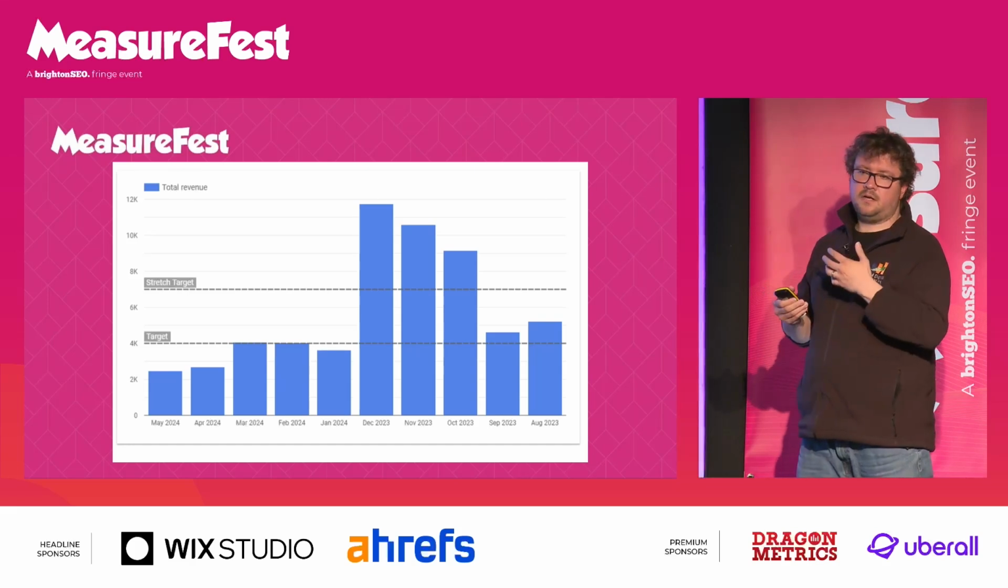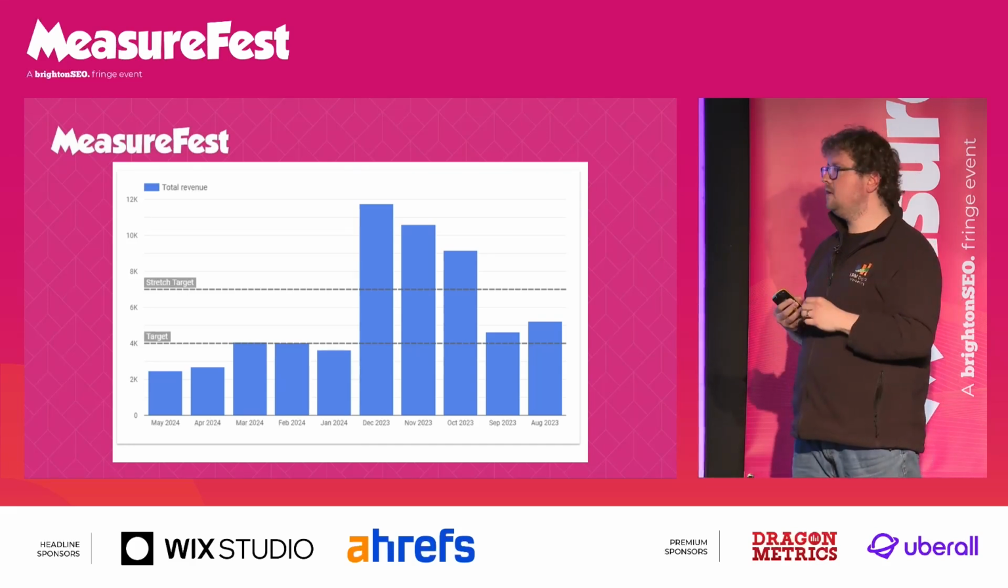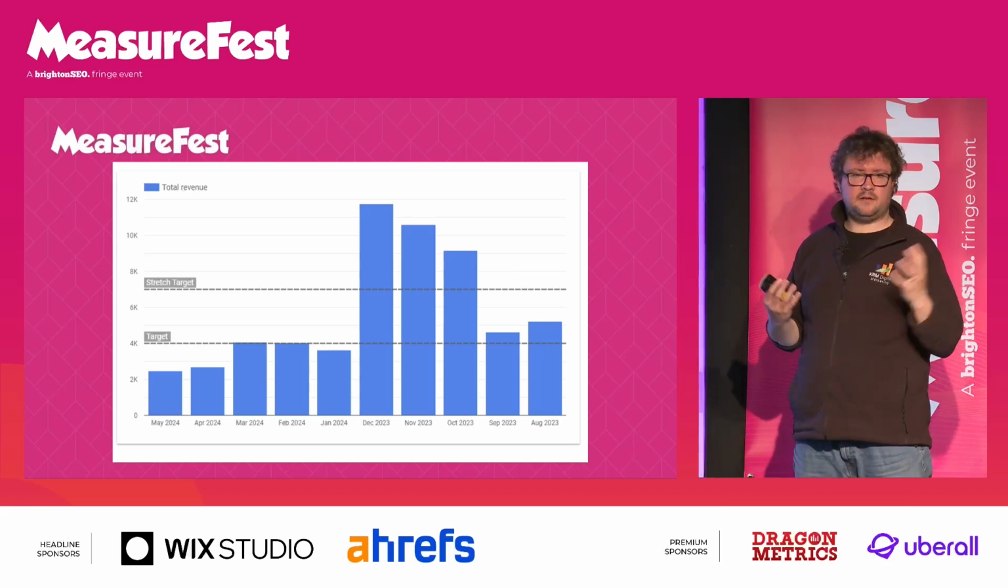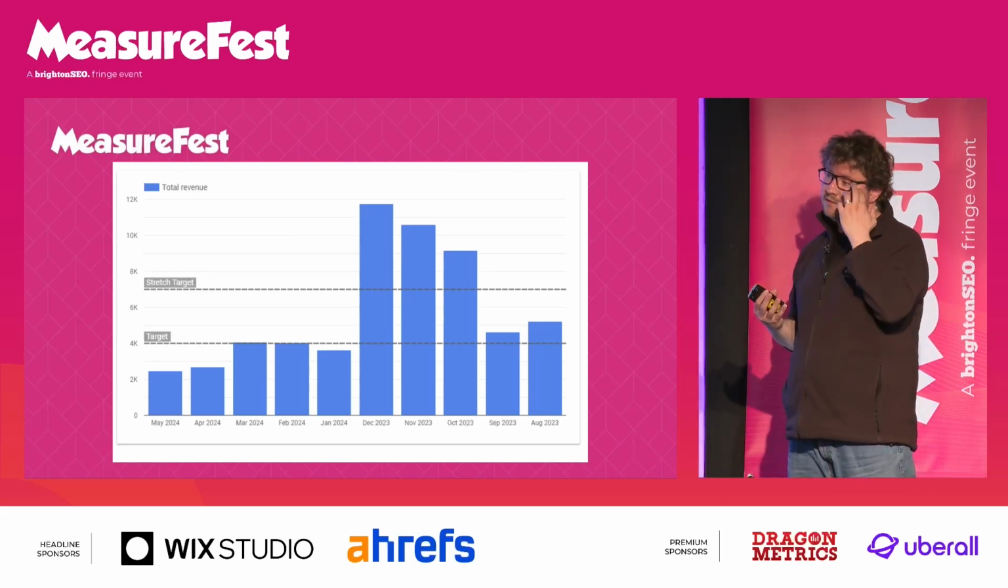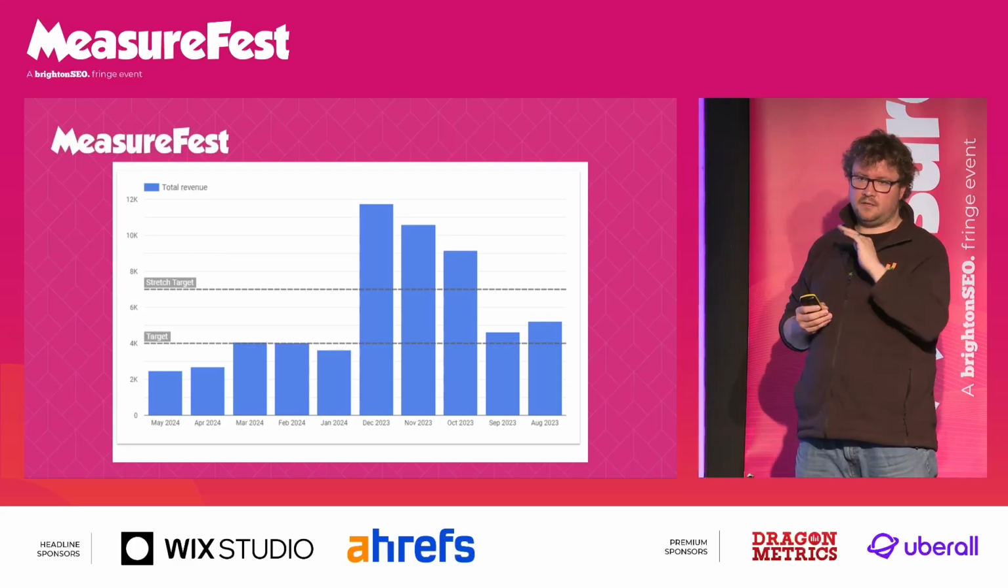If you've got targets that change every month, I think you could absolutely create a Google Sheets with those targets, blend that data, and recreate something that looks like this where the targets change.